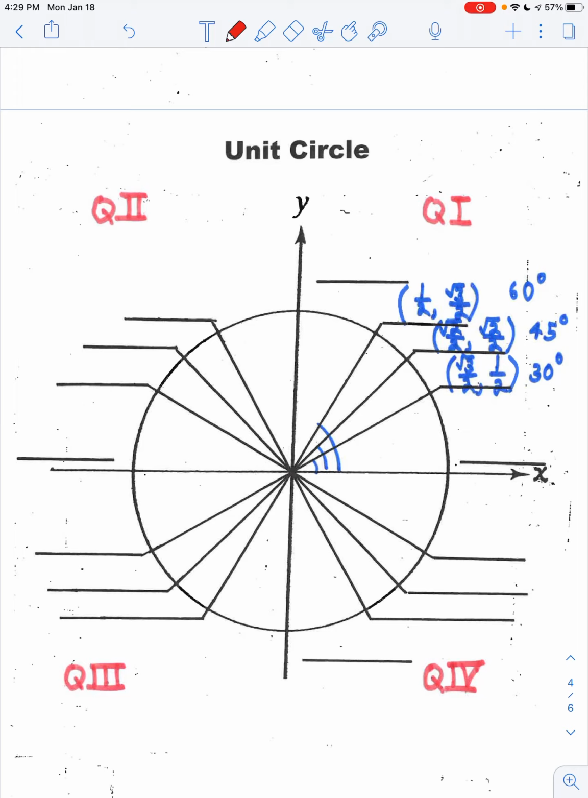Notice when the base angle is 30, 1/2 is the value of y because that's the side opposite the 30-degree angle. This ordered pair flip-flops for 60 degrees. Instead of being square root of 3 over 2, comma 1/2, it's 1/2, comma square root of 3 over 2. And then the 45-degree angle is the easy one to remember because it's square root of 2 over 2.